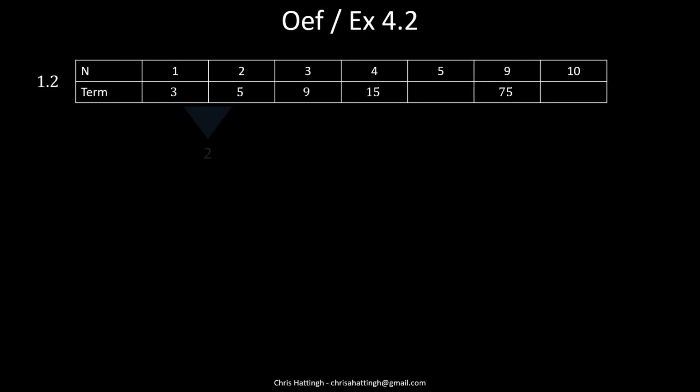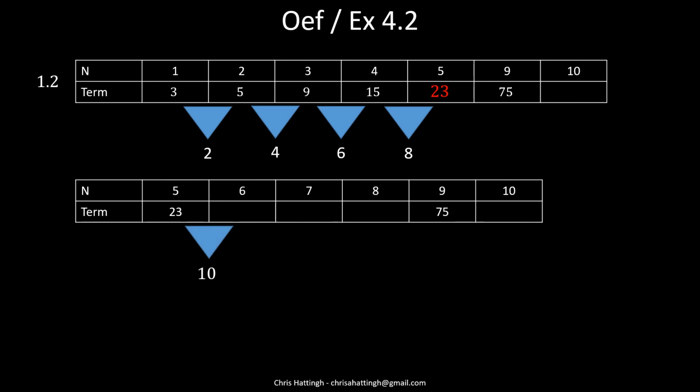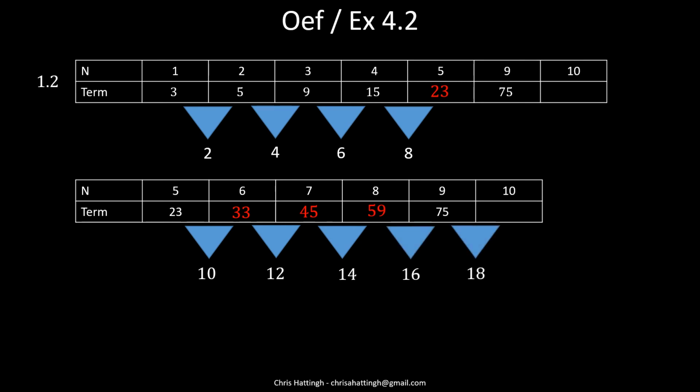1.2. If you look at the differences, there's adding 2 between the first two terms. Between 2 and 3, you're adding 4. Between 3 and 4, you're adding 6. Between 4 and 5, you're going to add 8. You'll see the constant difference is multiples of 2. So for the next one, you're going to add 10. Then you're going to add 12, add 14, add 16, and then you're going to add 18 to find the 10th term's value.